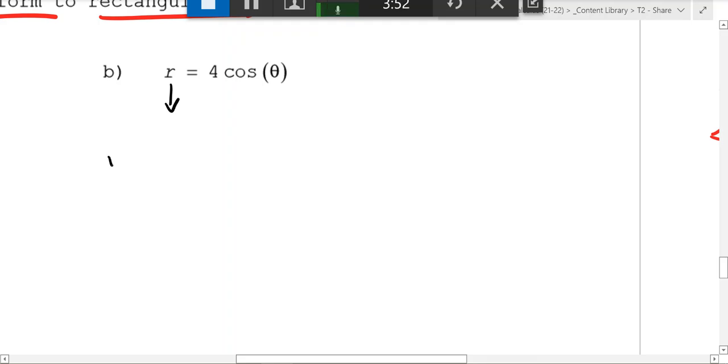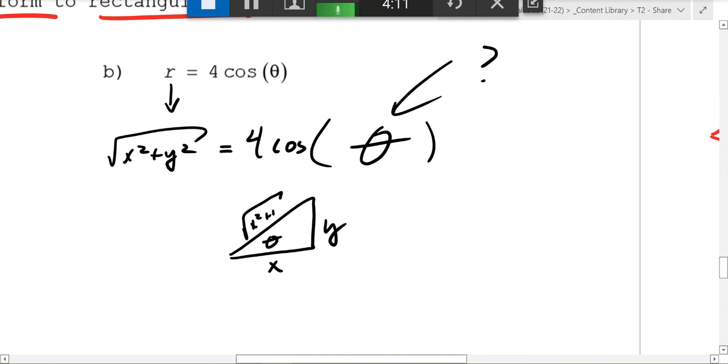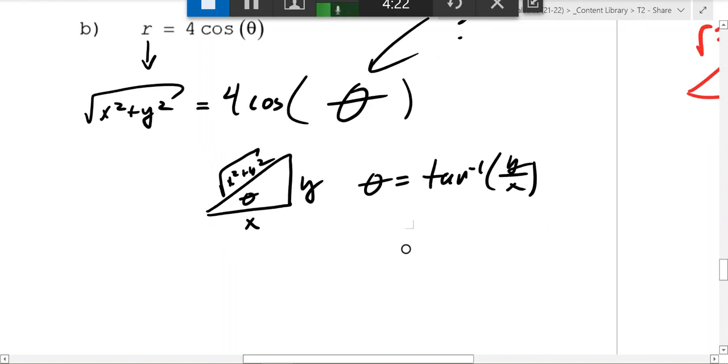Well, the first thing we know is that r is equal to the square root of x squared plus y squared. And cosine of theta, let's try to replace that with something. Cosine of theta, we have this theta value, and we know it has some x and y value right there, and we know that this is x squared plus y squared. So what that tells us, from the definition I showed you before, is that theta is tan inverse of y over x.